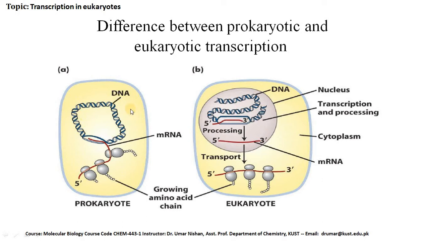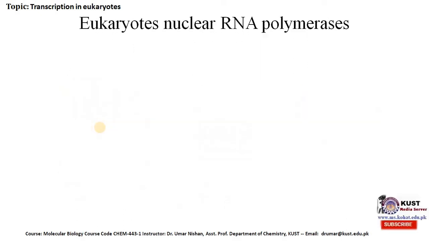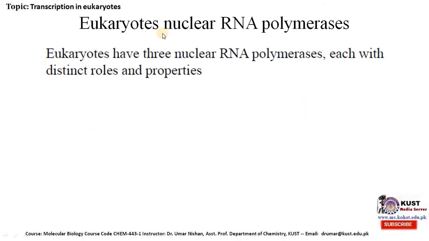Whereas in prokaryotes it is a simple process. Everything is happening in the cytoplasm. So this difference is important to understand. Now, eukaryotic nuclear RNA polymerases. Eukaryotes have 3 nuclear RNA polymerases, each with distinct roles and properties.